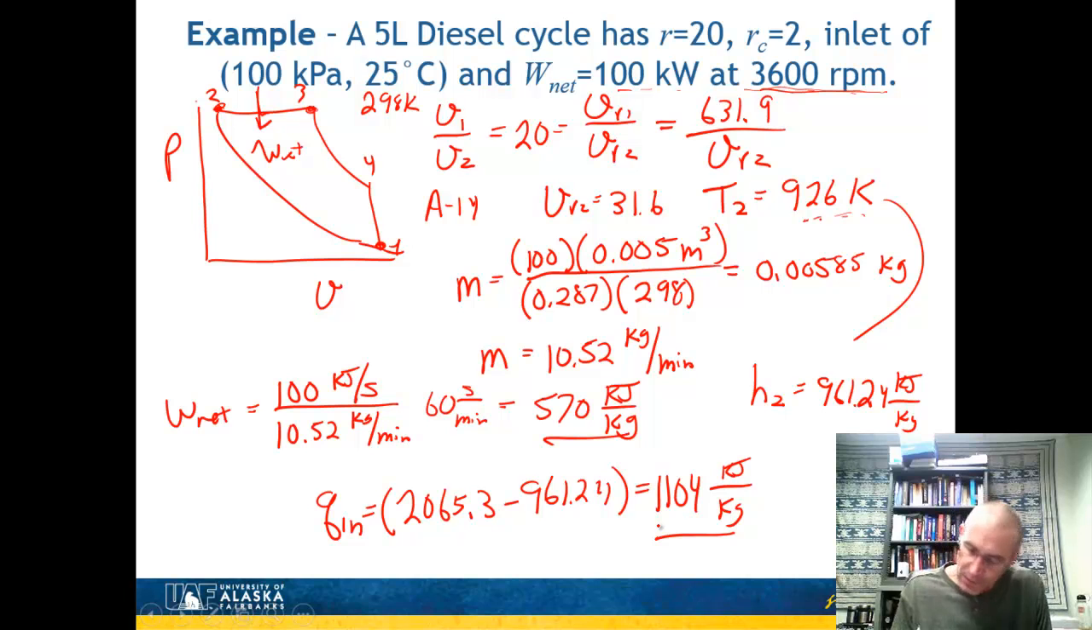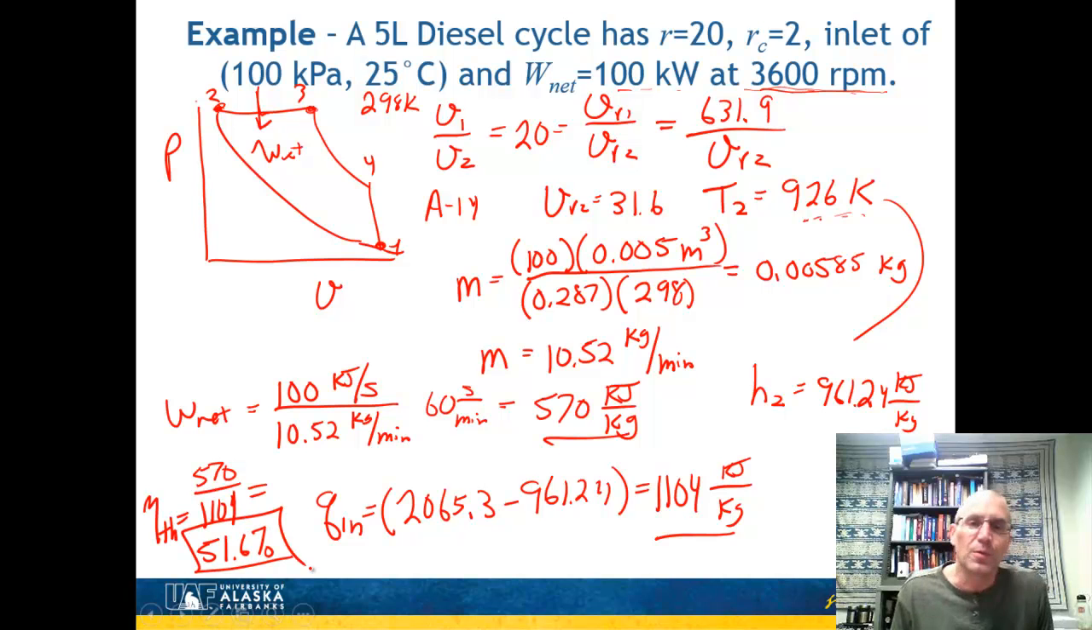So let's find out what our efficiency is. I'll just do that over here in the corner. Thermal efficiency is 570 over 1104, and that we find out is equal to 51.6%. So there's the thermal efficiency of my diesel cycle.